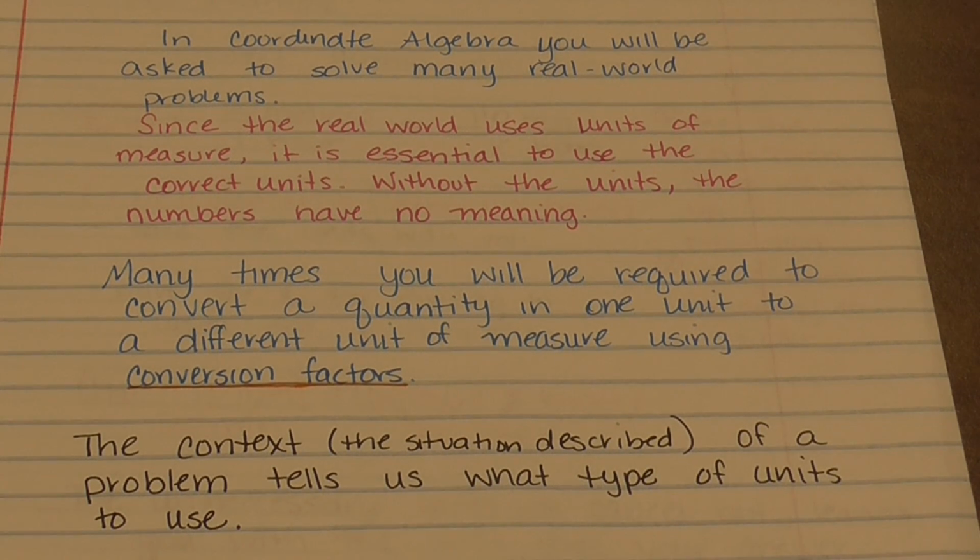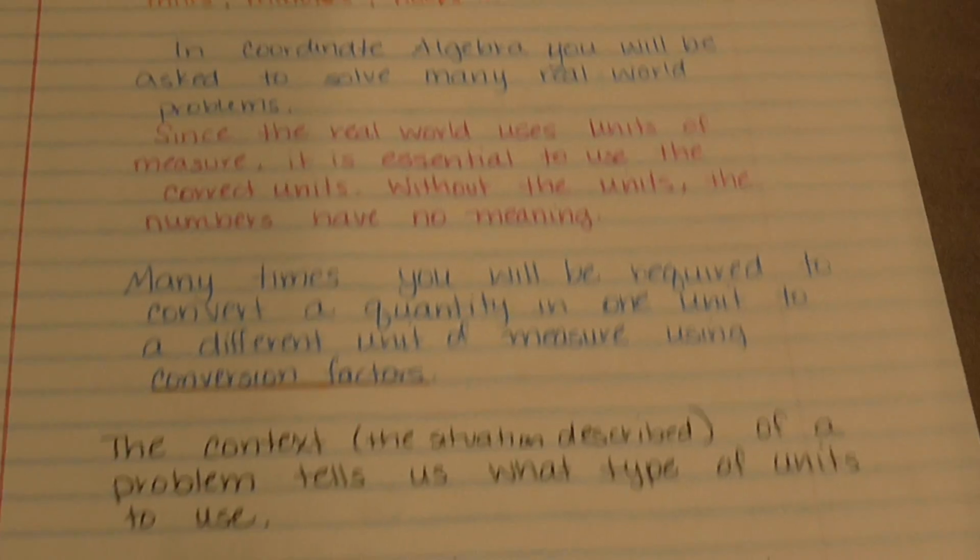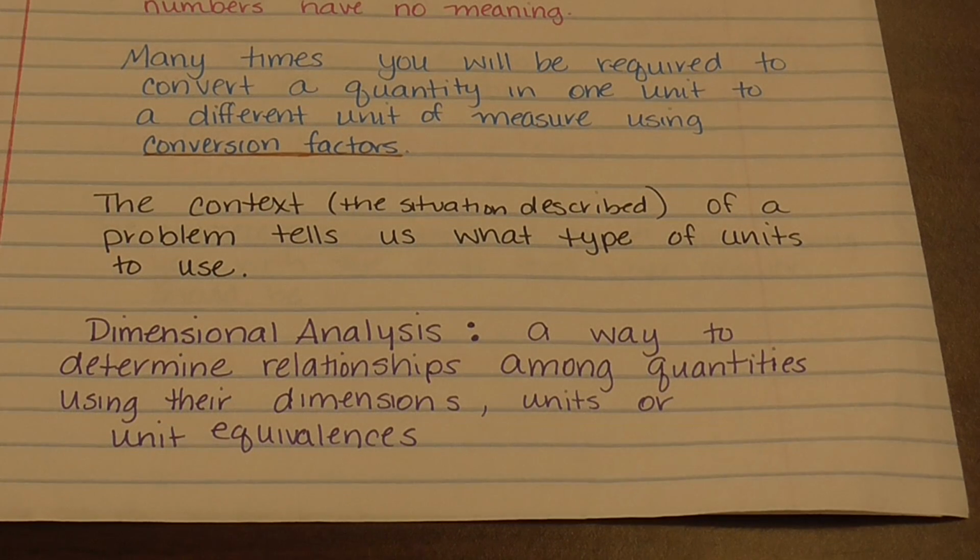So there are going to be times when you're asked to do word problems that you're going to have to convert one quantity that's in one unit to a different unit of measure. And what you're using is conversion factors. So an example of a conversion factor would be 1 hour has 60 minutes. Okay? So the context or the situation that the problem gives you tells us what type of units to use. So if it's talking about drinking water, you're not going to necessarily use gallons if you have cups as an option. Okay? Or liters. Right?